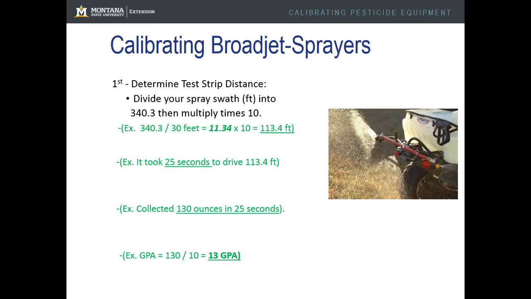Next, you must drive the test strip at the gear and RPM you will use while spraying. You will do this 3 times and take the average, which is in this example 25 seconds. Next, you collect liquid from the broad jet for 25 seconds, or the amount of time it took to drive that test strip distance. In this example, you collected 130 ounces in 25 seconds.